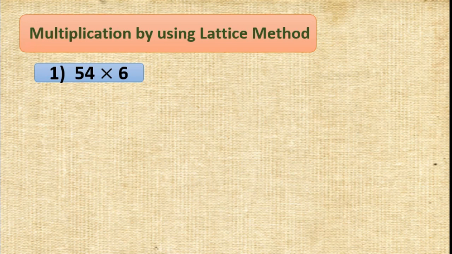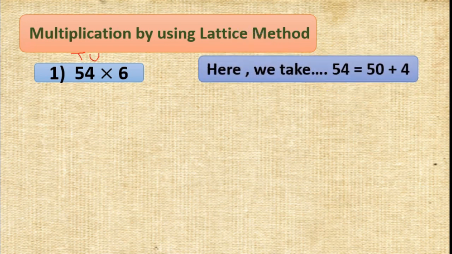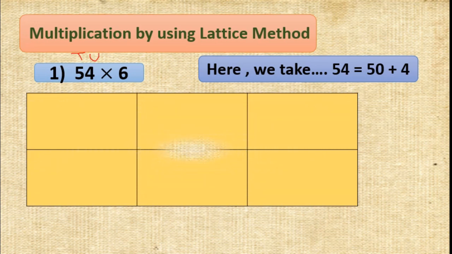Yes students, you know that 54 is a 2-digit number, and 4 is in the unit place and 5 is in the tens place, isn't it? Okay, now we will write 54 in expanded form, that is 50 plus 4. 54 is equal to 50 plus 4 and that we will use in the multiplication. See here, one table is there and I will write here 50 and here 4.